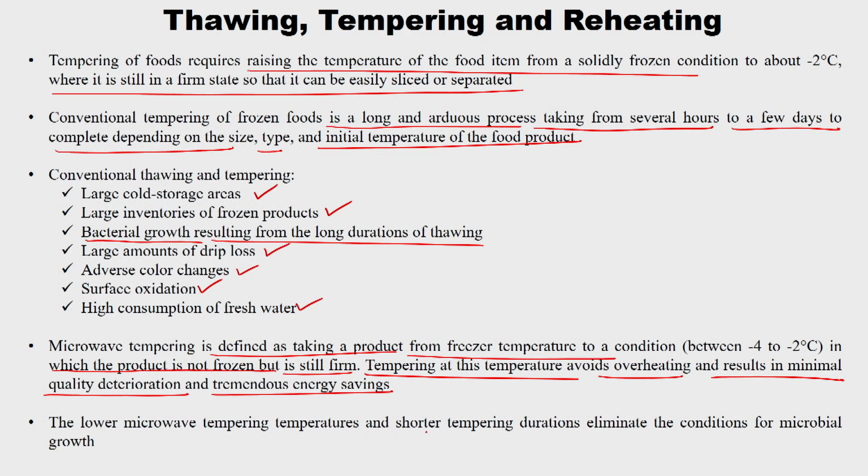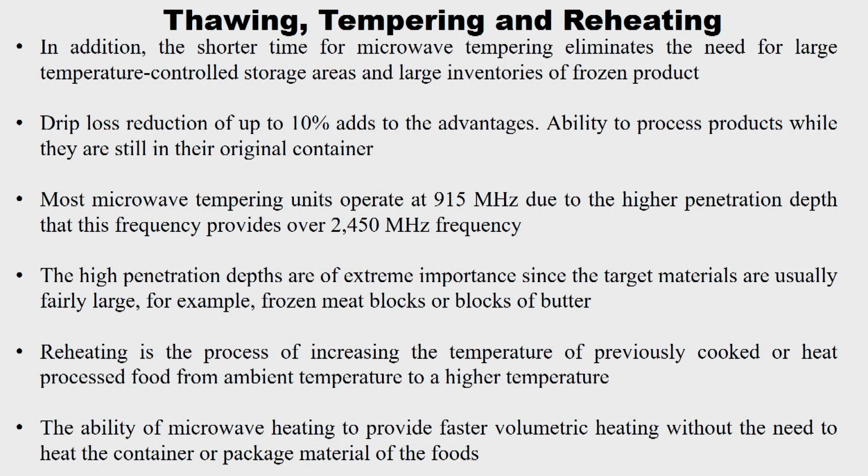Lower microwave tempering temperatures and short tempering durations eliminate the conditions for microbial growth. In addition to shorter time, microwave tempering eliminates the need for the large temperature controlled storage areas and large inventories of frozen product. So, if I am doing conventional tempering, I need to maintain the temperature for long hours in the storage area. What I require is a large temperature controlled storage area as well as large inventories for the frozen food. So, due to less time as well as lower microwave tempering temperatures, these two disadvantages of conventional tempering can be avoided.